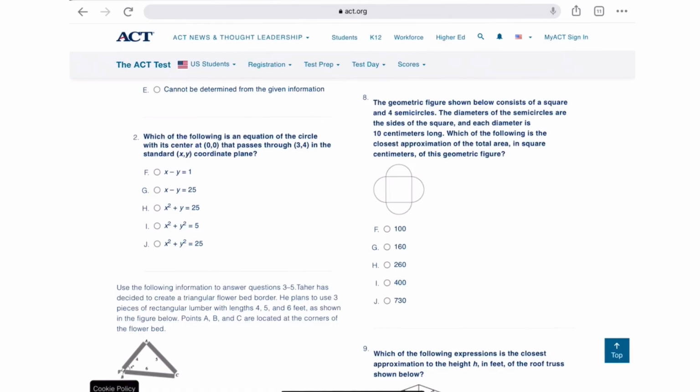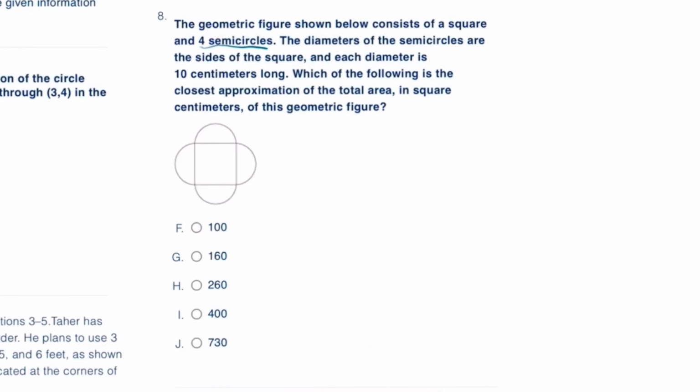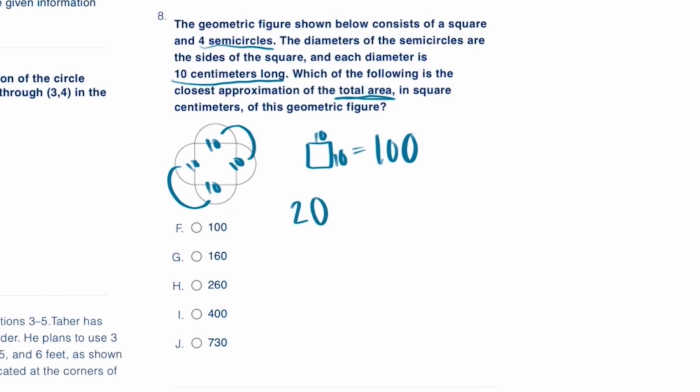In number 8, we go back to the geometry problems. So we have 4 semicircles and then a square in the middle with each length being 10 centimeters long. If we want to find the total area, we need to find the square and the semicircle. So starting with the square, length times width, 10 times 10 is 100.